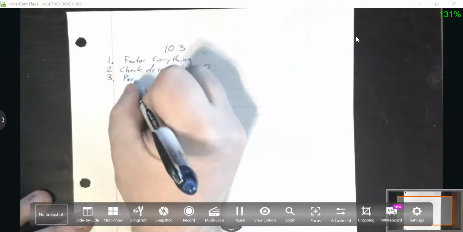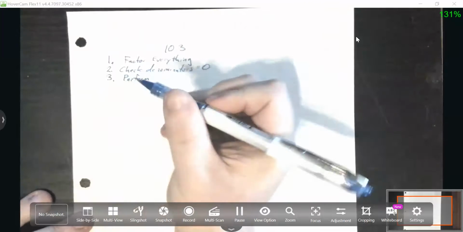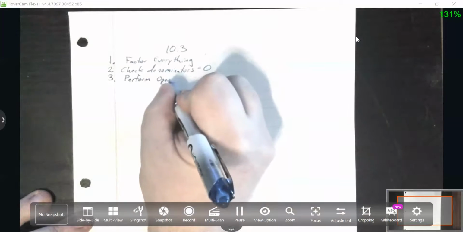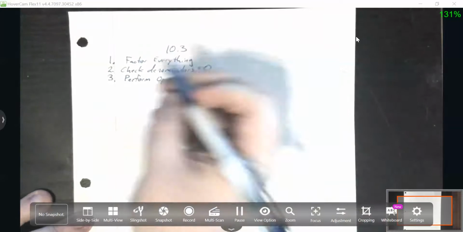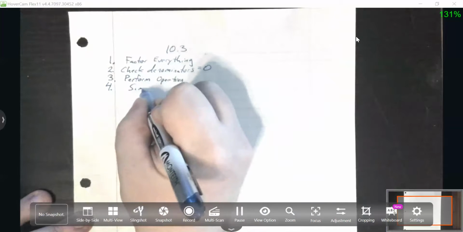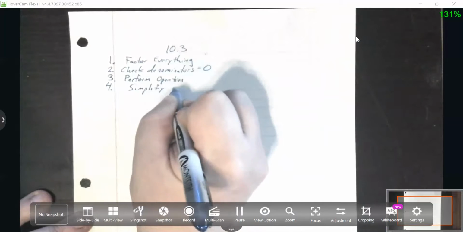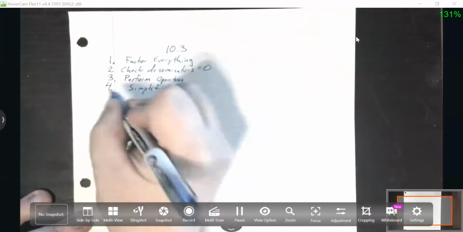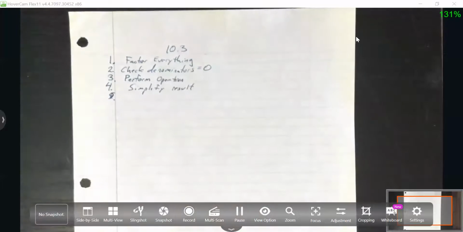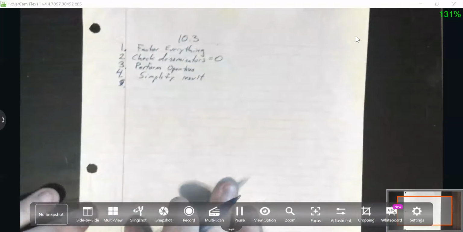We'll perform whatever the operation is. So today we'll be looking at simplifying, multiplying, or dividing. Once we're done, we'll simplify whatever we get. And that's kind of what we're going to go for here. So let's take a look at a couple examples. We'll go through this a little bit quick because I know you guys can pause the video as you need to.